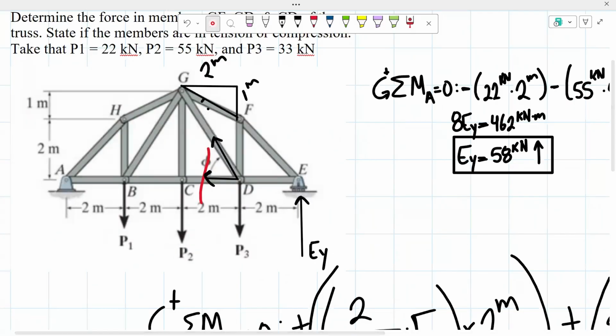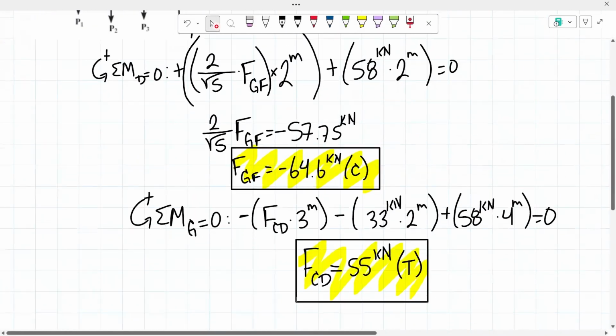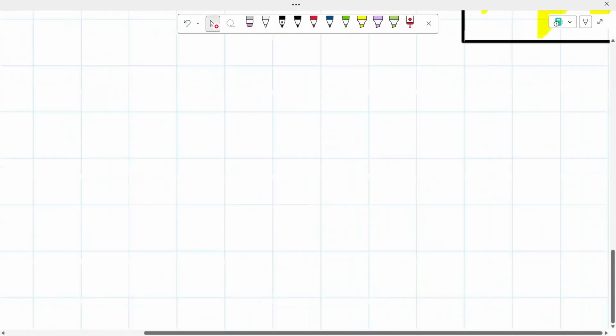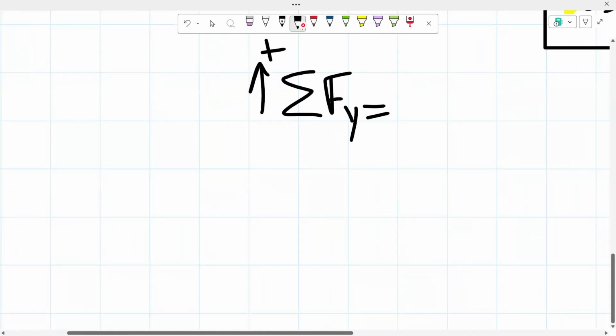Since GD is also at an angle, we know that we could either take the sum of the forces in the y or x direction because it has both a vertical and horizontal component. So what I'm going to do is I'm going to be taking the sum of the forces in the y direction to solve for the value of GD. So the sum of our forces in the y direction has to equal 0.